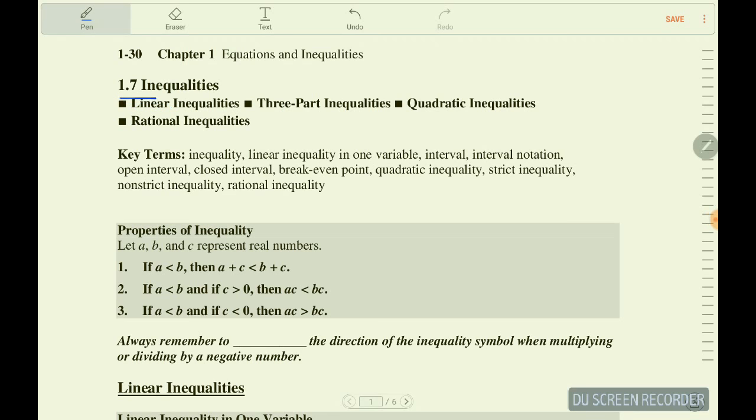Hi there, it's Professor Stevens. We're going to be looking at section 1.7, Solving Inequalities.